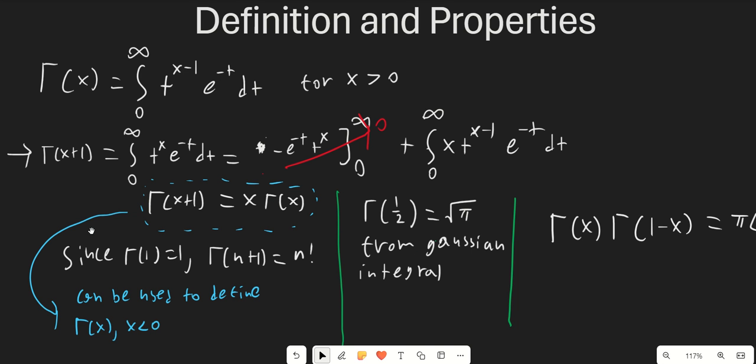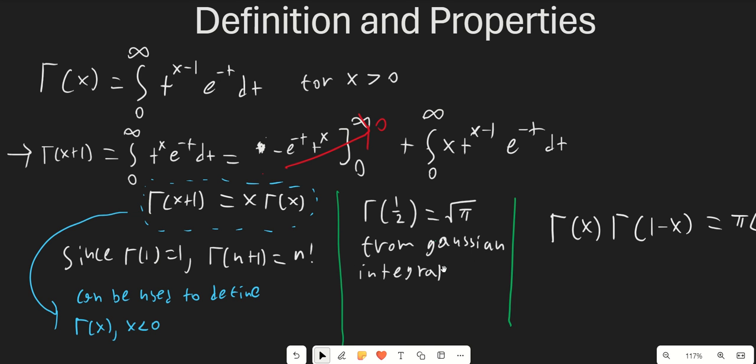So since gamma of 1 equals 1, that means that gamma of n plus 1 is actually going to be n factorial just because of this recurrence right here, which is exactly the same recurrence relation as the factorial function. Also, using this relation right here, we can calculate gamma of x for x less than 0. So for example, right here we have gamma of 1/2 equals square root pi, and this can be shown from the Gaussian integral.